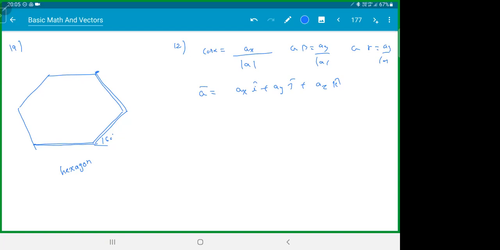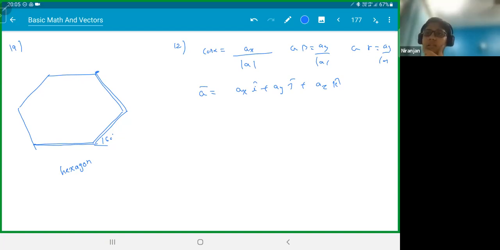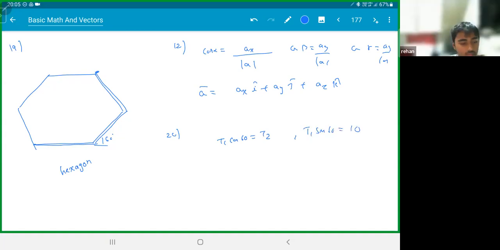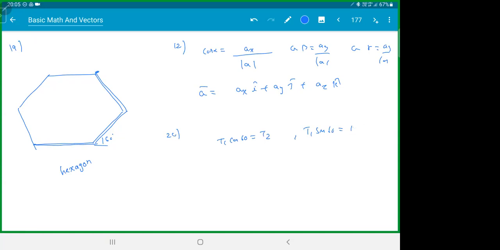Yeah, then the 20th question wasn't getting the answer. 20th में components क्या होगा? T1 cos 60 is T2. T1 sin 60 is mg. बस यही करना था. Sir, 15th one can issue. I think mg ना, he took g 9.8 रे. He took g 9.8.